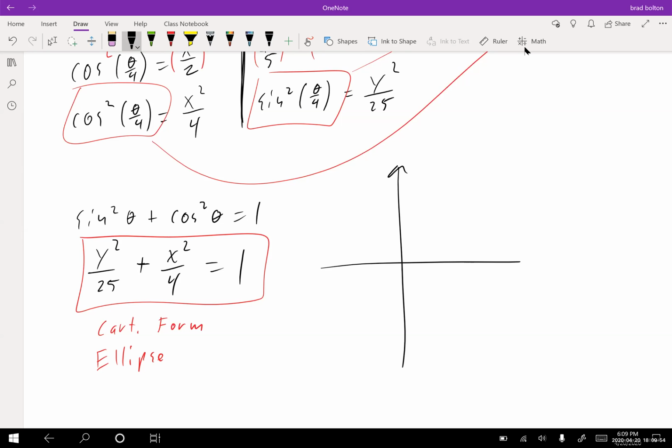Here, I'm going to use green. We're centered at 0, 0 because there's nothing added here or here. On the minor axis, which is the x-axis, we go over 1, 2, and then over 1, 2 the other way, so this is -2 and 2. We put a point here and a point here. Then on the major axis, which is the y-axis because it has the bigger number in the denominator, we go up 1, 2, 3, 4, 5 and put a point, and down 1, 2, 3, 4, 5 and put a point. And then we connect them.